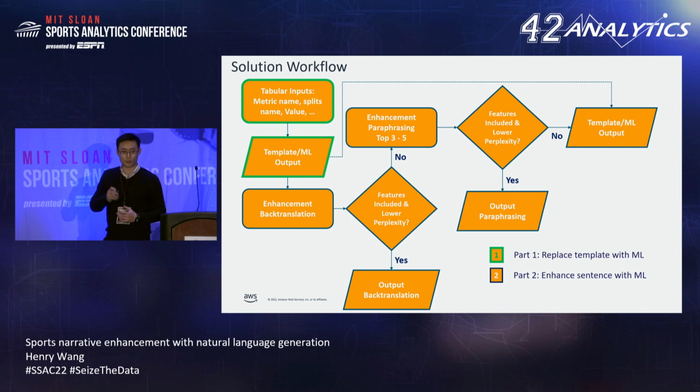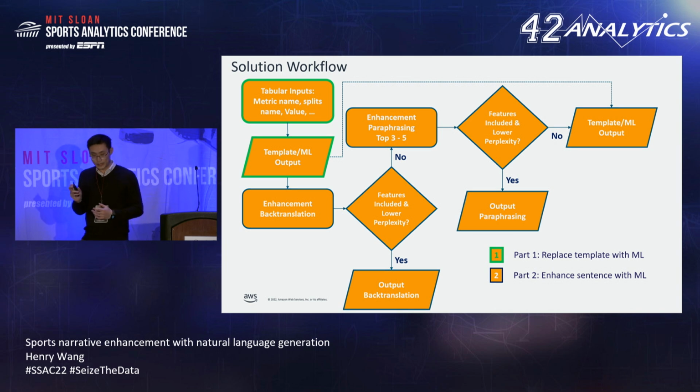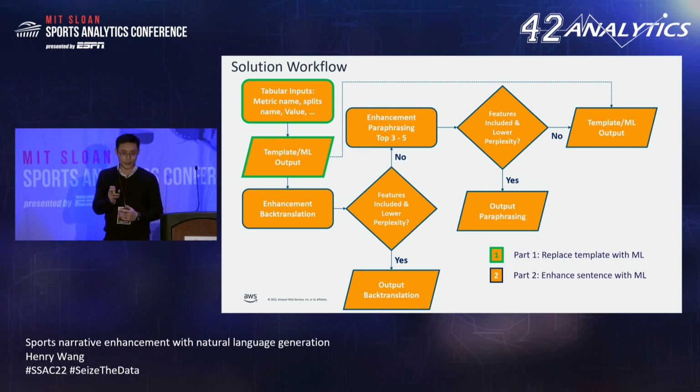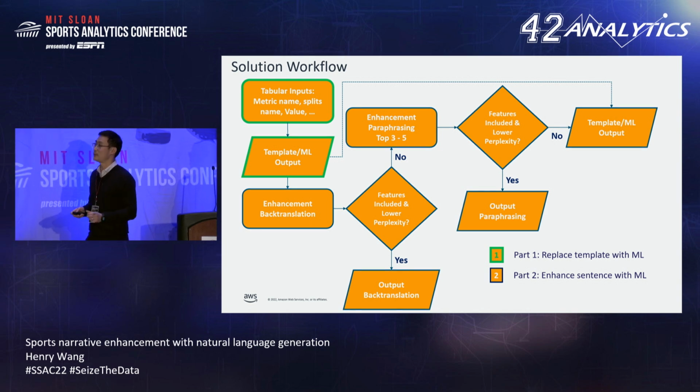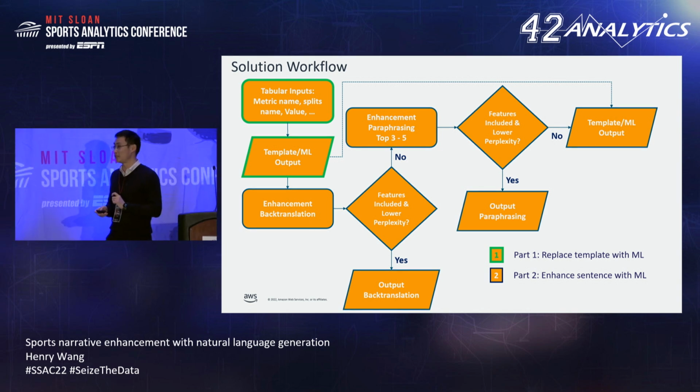For the first part, you'll see we take the tabular inputs together. Using machine learning, we get either a template or a machine learning output similar to the template model output. Then we go through this enhanced back translation step. The reason we went with back translation first is that we also take into consideration the inference time and latency. Back translation, by nature, is just doing two steps: you translate to a different language and translate it back. So it takes less computational time. Whereas paraphrasers generate a lot of different candidates, and you have to choose among them.